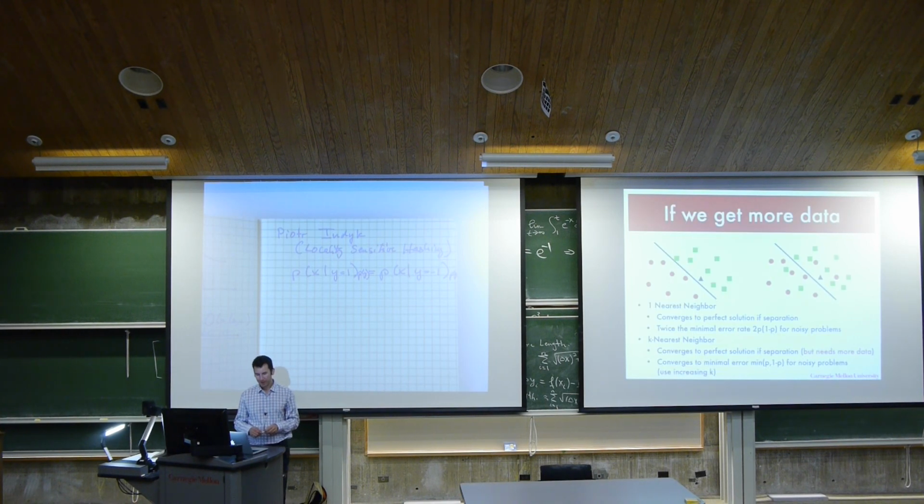So let's just see what happens with the nearest neighbors if we get more data. For the 1 nearest neighbor, if we have a perfect separation, it'll converge to it. But if we have a noisy problem, we'll actually get more error than we should have, because locally we'll always get things wrong. There'll always be a fraction of points where the wrong class label will tell us what it is. Whereas if we have k nearest neighbors, then, while needing a little bit more data, we will converge to the minimal error. Okay.